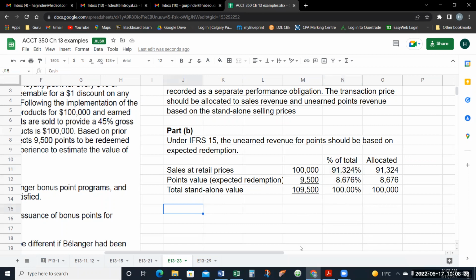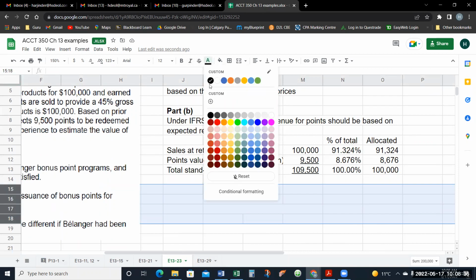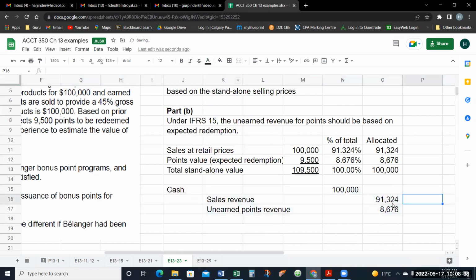Now, how do we record the journal entry? The sales are made on cash. So you want to debit cash for the $100,000. And you will credit sales revenue, 91,324, and we'll credit unearned points revenue for the $8,676. Keep in mind, cost of goods sold was 55% of the sales value.